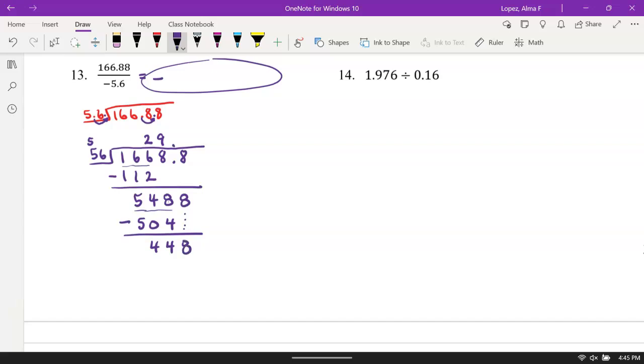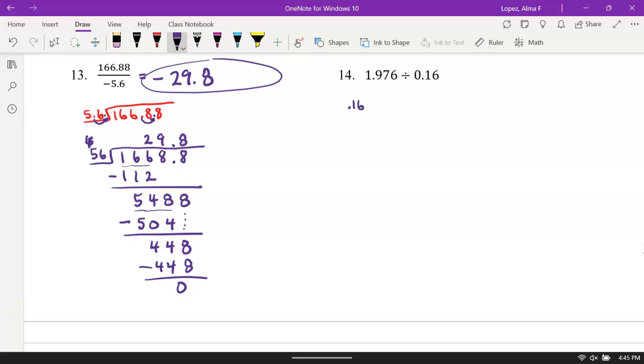56 goes into 448 8 times. 8 times 6 is 48. 8 times 5 is 40 plus 4 is 44. And we subtract. And there's our answer. But we know it's negative because we figured that out ahead of time. Let's try it again with this guy.